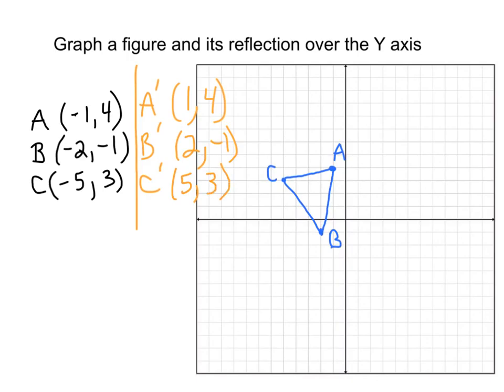So now I'm going to plot those. Here I plotted those points, and you can see there's my reflection over the y-axis. This is how I would do that. Now if they asked you to reflect it over the x-axis, you do the same thing. But instead of the x-coordinate being the opposite, you'd have the y-coordinates being the opposite because you're flipping it over this line.